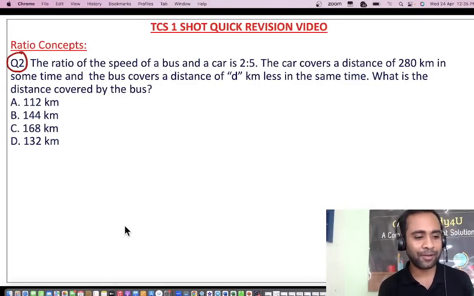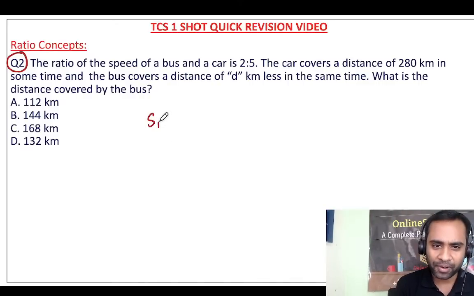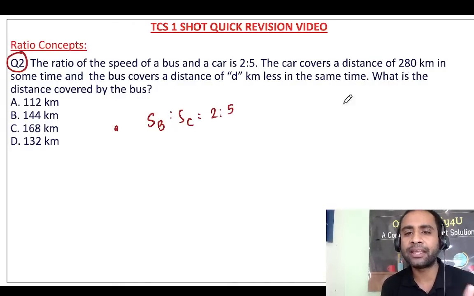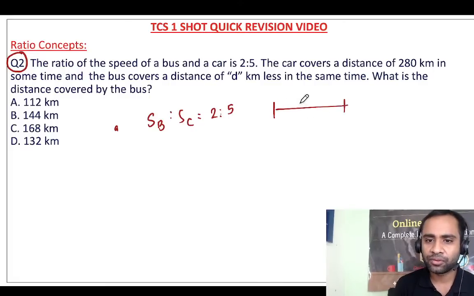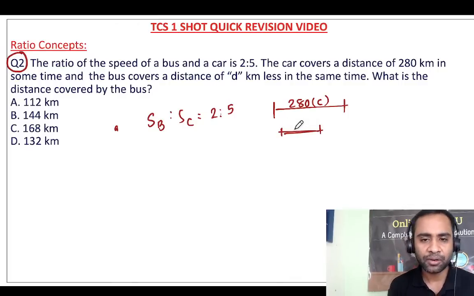TCS maybe we have the same thing. Okay, now, the ratio of the speed of bus and the speed of car is 2 is to 5. Okay, sir. Now the car covers a distance of 280 kilometer. So sir, the car is covering 280 kilometer. Very good. In some time, and the bus covers a distance of d kilometer less. So sir, the bus is covering less distance in the same time. So sir, time is fixed.